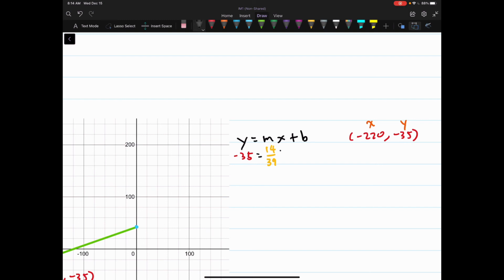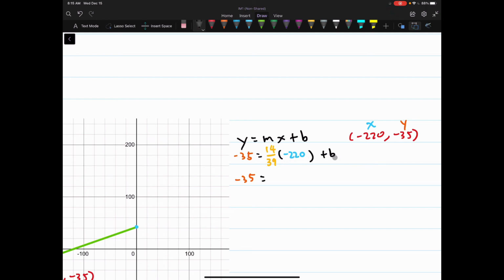My x is negative 220, in a different color, blue, and my y should be orange. Then my x is negative 220, and we don't know what the b is. So let's do this one right here: negative 35 is equal to 14 over 39 times negative 220.